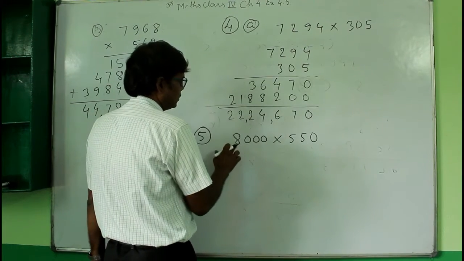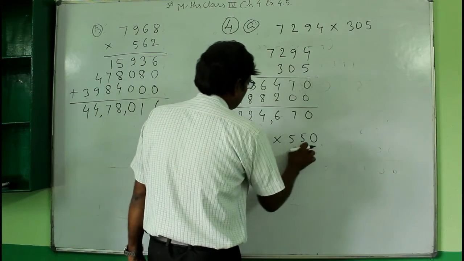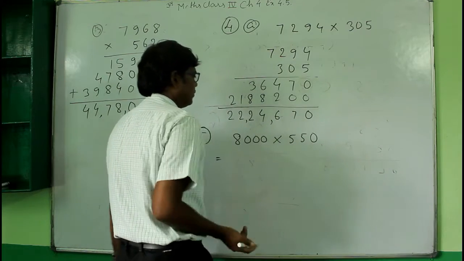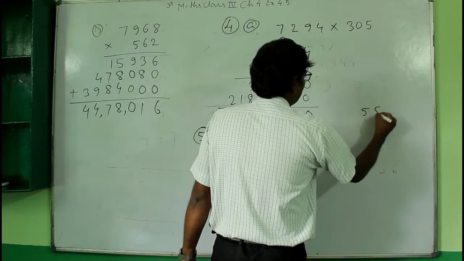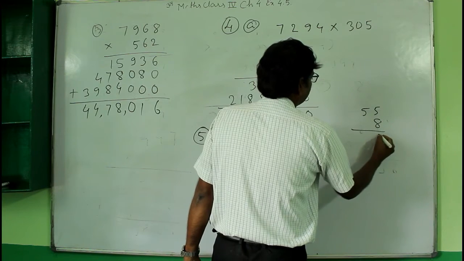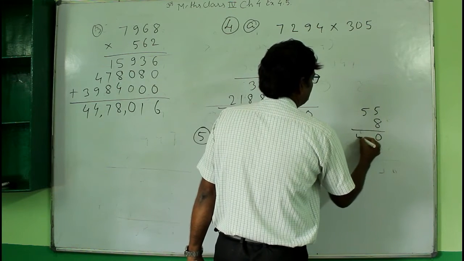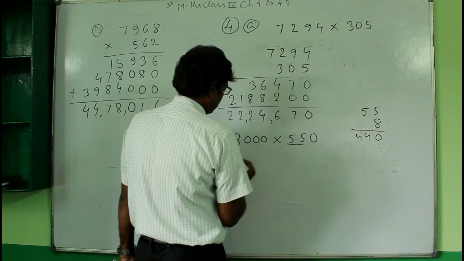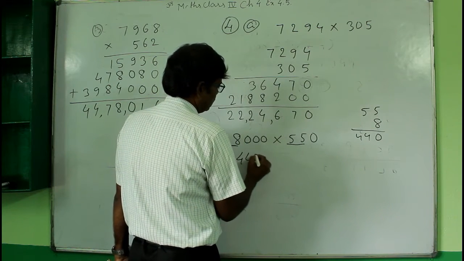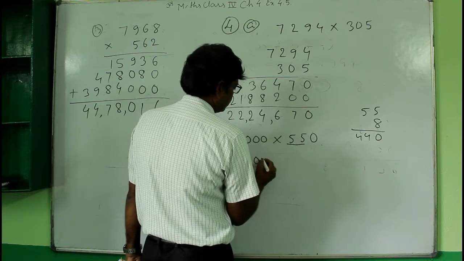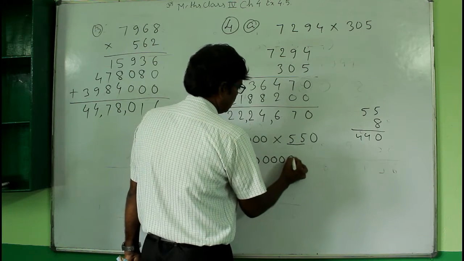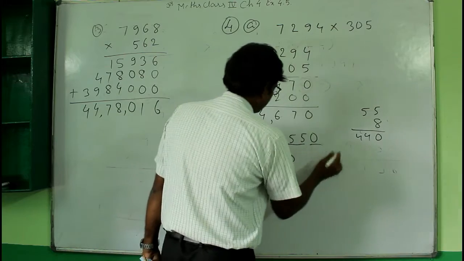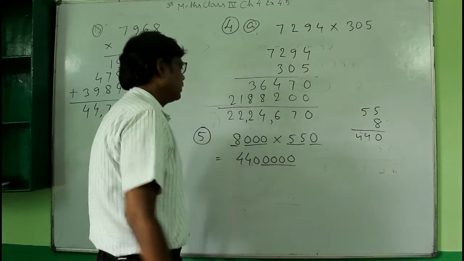So how will you multiply here? See here, 8 into 55. Okay, when you multiply 8 and 55 you will get some number. Okay, multiply 55 and 8. So this number into this number equals how much? 440, and then write here 3 zeros and then 1 zero here. So 1, 2, 3 and this. So you have 3 plus 1, 4 zeros, then put here 4 zeros. So you will get the answer.